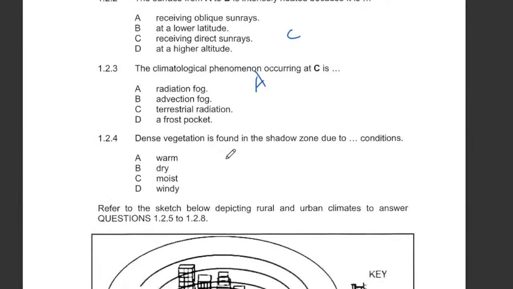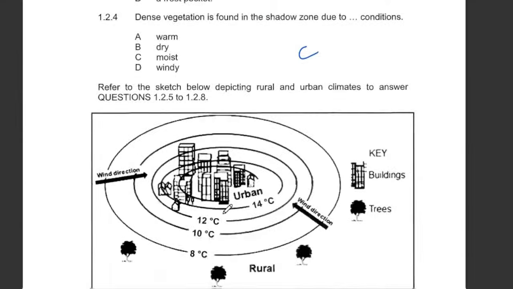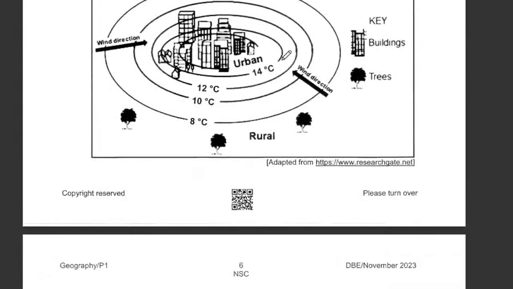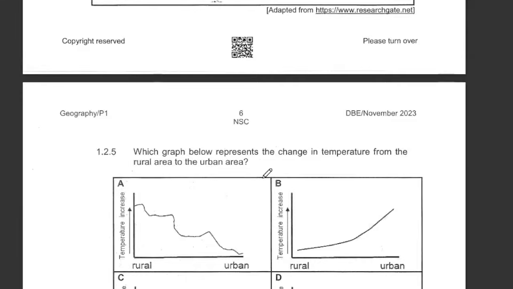Dense vegetation is found in the shadow zone due to why? It's going to be conditions. Diagram to analyze the urban center. The sea temperature is higher here. The wind direction is towards the CBD. These are buildings and the trees around, which is the rural area. Okay, the graph below represents the change in temperature from rural area to urban area. Rural areas are colder, urban areas are warm. Temperatures increasing. Therefore, this one qualifies to be the answer.